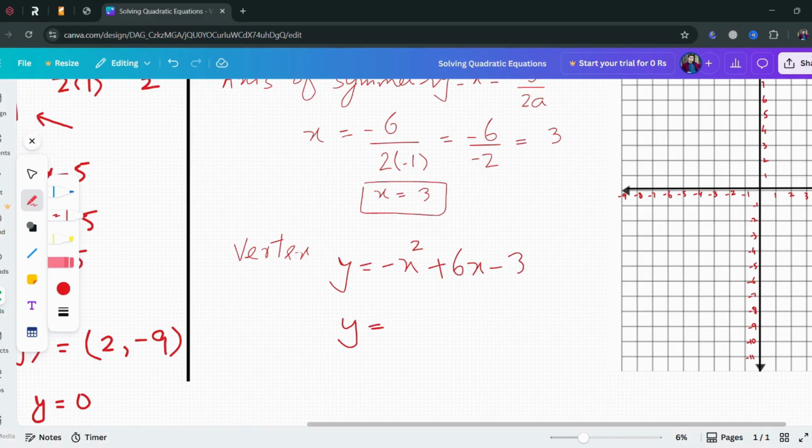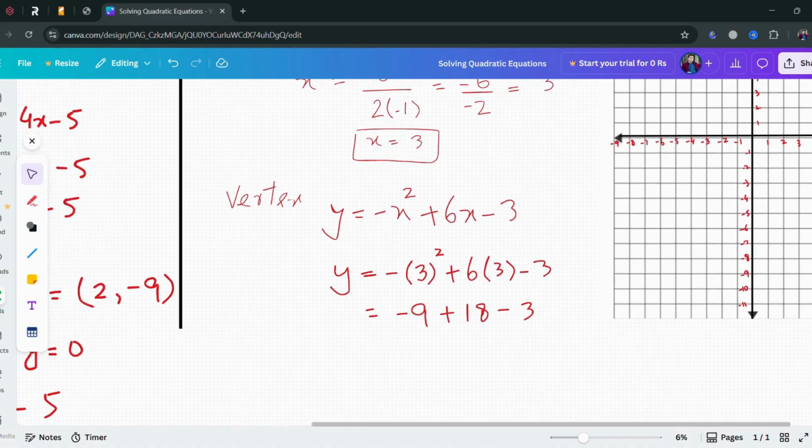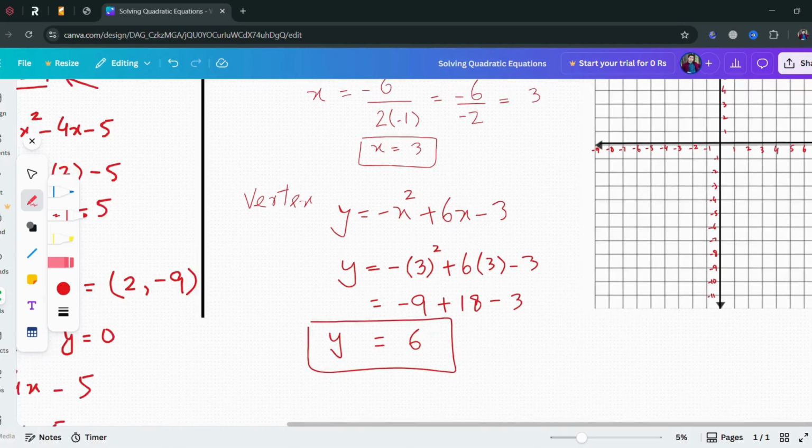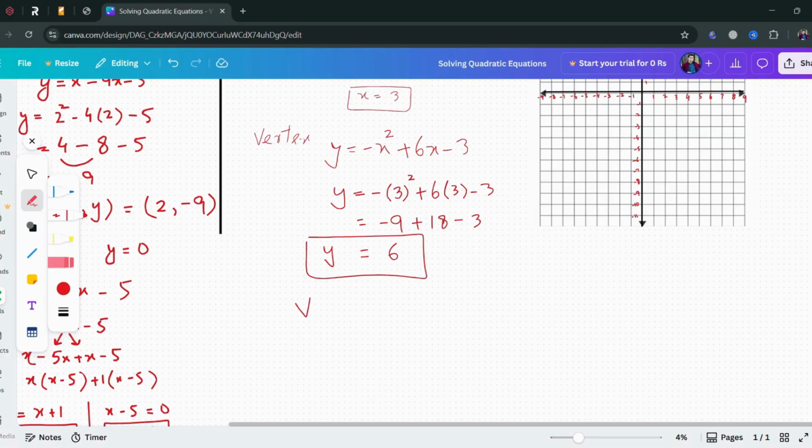So now in order to find the vertex, I will put 3 wherever there is x. So minus 3 squared plus 6 times 3 minus 3, that's equivalent to minus 9 plus 18 minus 3. Now if I further solve it, minus 9 plus 18 is 9. 9 minus 3 is equivalent to 6. So y is equal to 6, and this way I get the vertex. So V equals x is 3 and y is 6. This is the vertex that I've got.